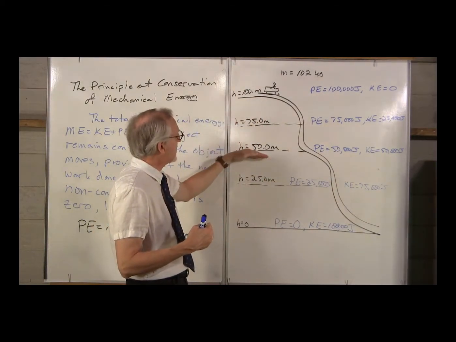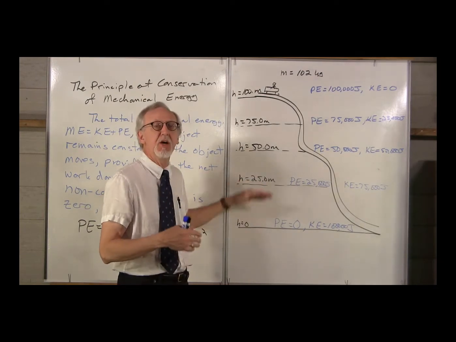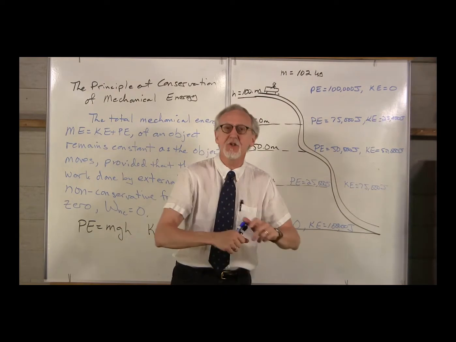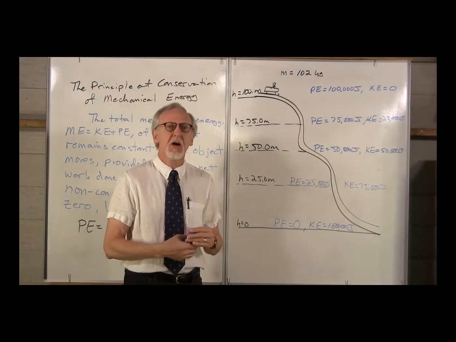As the sled comes down the track, the potential decreases. As the height goes down, the potential, mgh, constantly decreases. That energy is turning into kinetic energy.